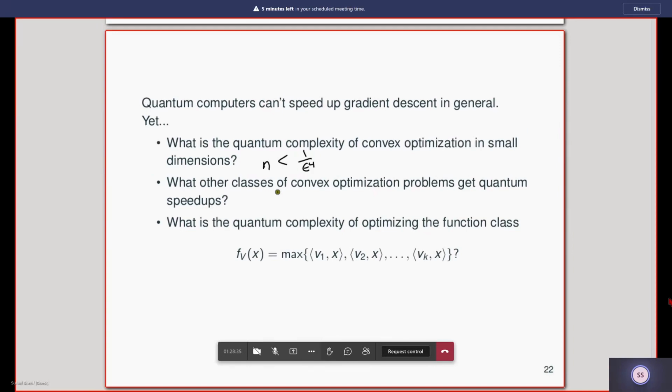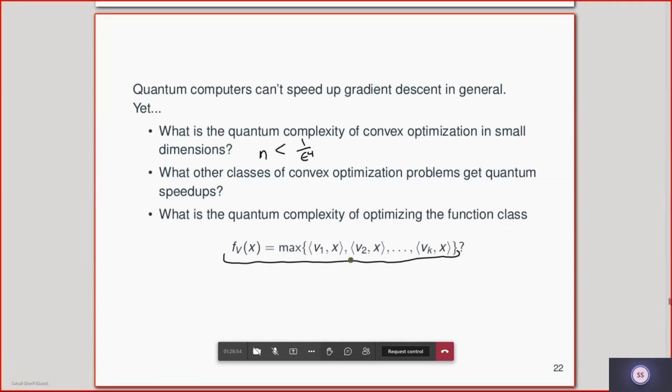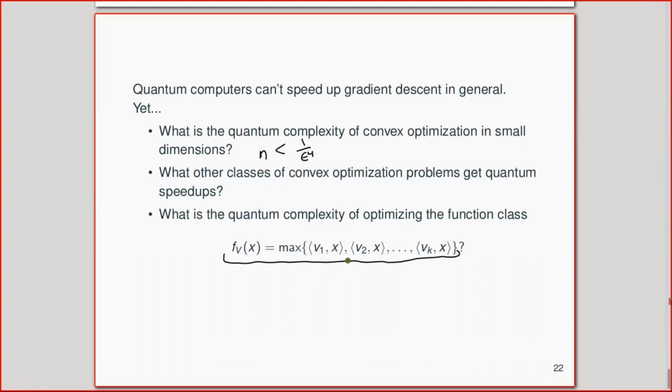It's an interesting question. And this question was my favorite after I tried it for a while and gave up. I think I'll still go back to it at some point. This doesn't have the minus gamma and minus 2 gamma and so on. What is the quantum complexity of optimizing this function class? If it turns out that this requires omega k queries, that will settle the first question. If it's actually faster, then that gives you something for the second question.